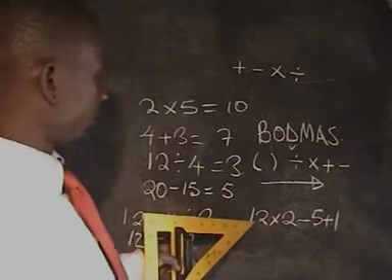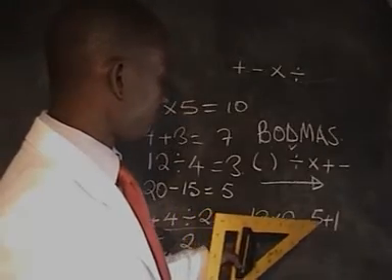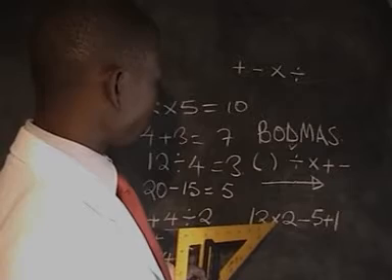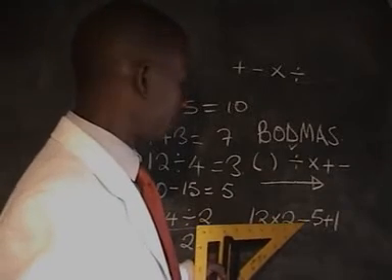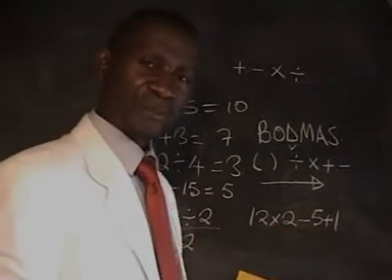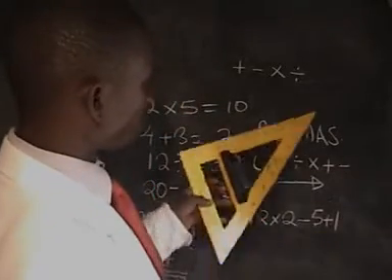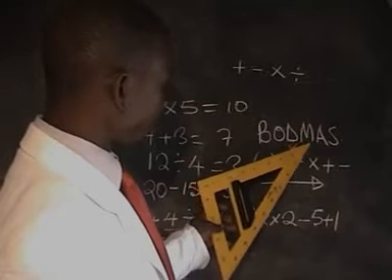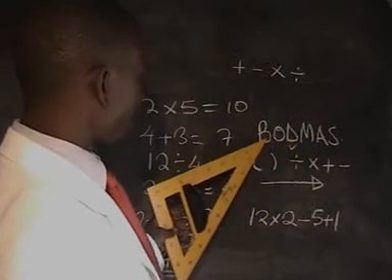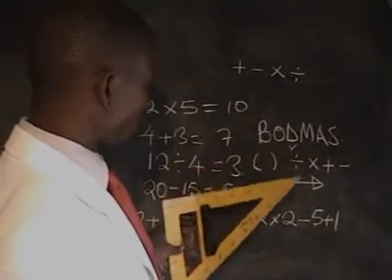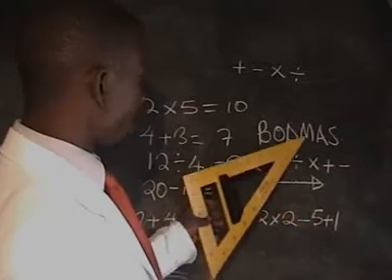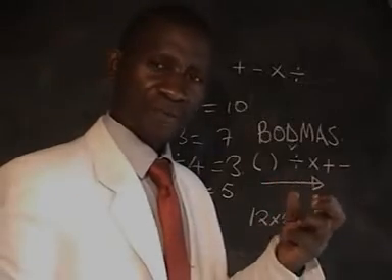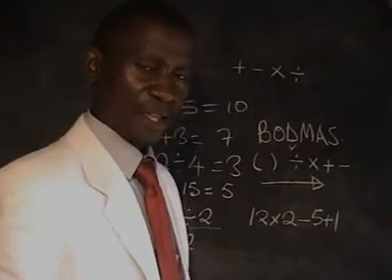Equally the same when you look at this: 12 multiplied by 2 minus 5 plus 1. This time around we have 3 operations. The first one is multiplication, the second one is subtraction, and the third one is addition. So without wasting much of your time, as long as you understand BODMAS, brackets, division, multiplication, addition and subtraction, which comes first? Brackets, we don't have brackets. Division, we don't have anywhere the sign of division. Multiplication, so multiplication comes first this time. Which means you have to multiply first before you consider the other operations.